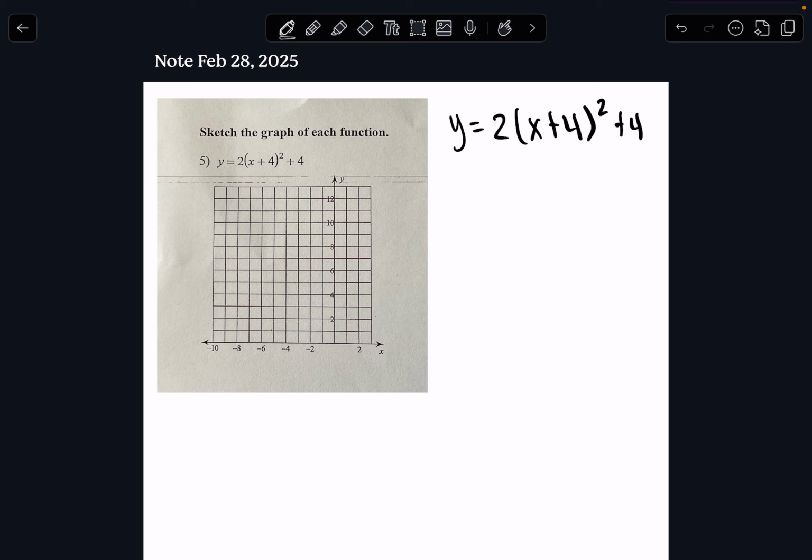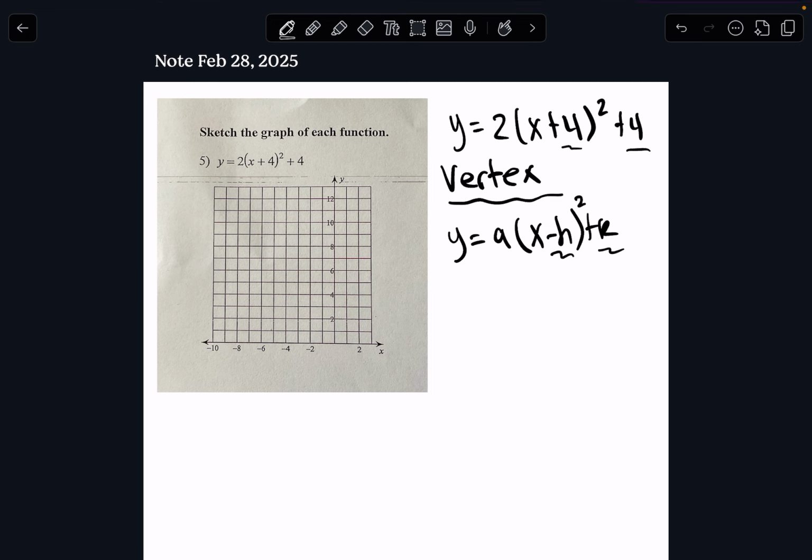So that's our equation. The first step in graphing each vertex equation is just to find the vertex. I know, shocking, right? It's like in the name or something. To find the vertex, we've got to remember that vertex form is y equals a times (x minus h) squared plus k. To find the vertex, we're going to look at the h value and the k value. In our equation, the h and the k are both 4s.